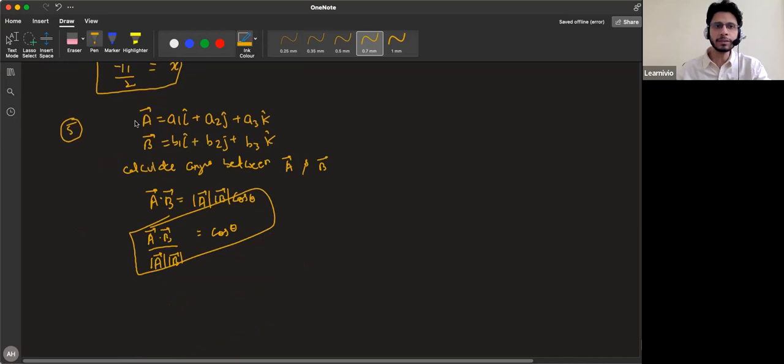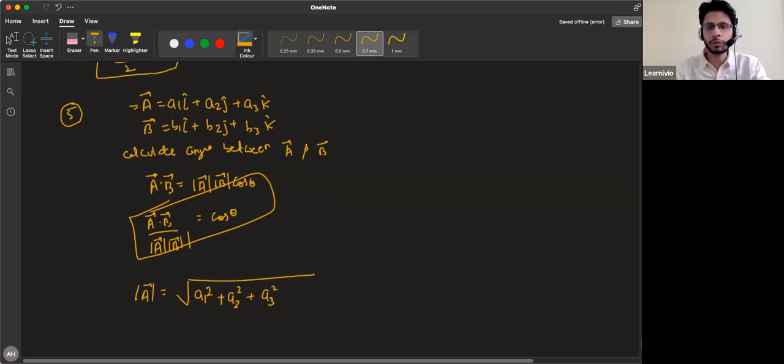If vector A is this, what is the formula for its magnitude, Sarah? If vector A is A1 i cap, A2 j cap, A3 k cap, how do you calculate the magnitude of vector A? See, if your vectors are in Cartesian form, to calculate its magnitude, the coefficient of i cap is A1, so I write this as A1 square. Coefficient of j cap is A2, so I write this as A2 square. Coefficient of k cap is A3, so we write this as A3 square. Similarly, we can calculate the magnitude of vector B also. Just note it down and do one question from the B vector.